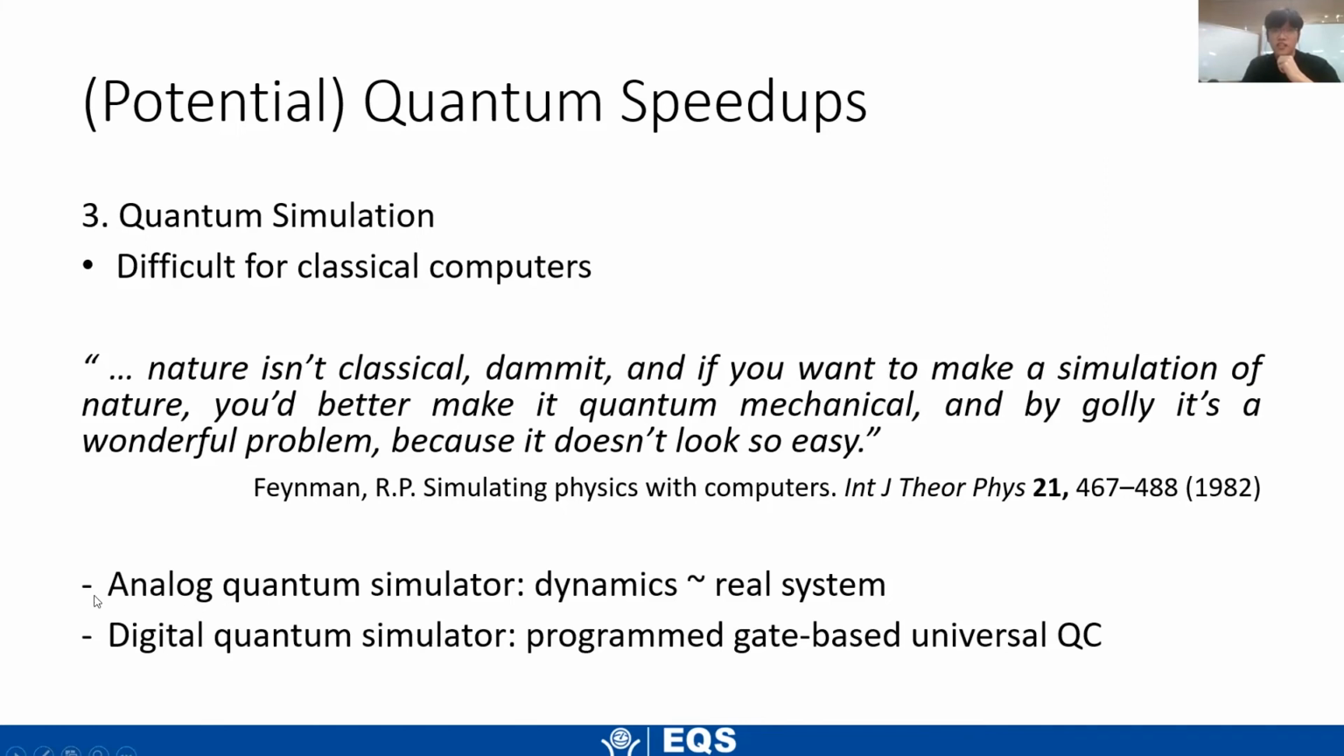And I think that quantum computers for simulation are divided into two. There's the analog quantum simulator, which is a simpler system that we can control easily, that has dynamics similar to the real system. And then there's a digital quantum simulator. This is a universal quantum computer where we can program the gates so that the result is some quantum simulation.